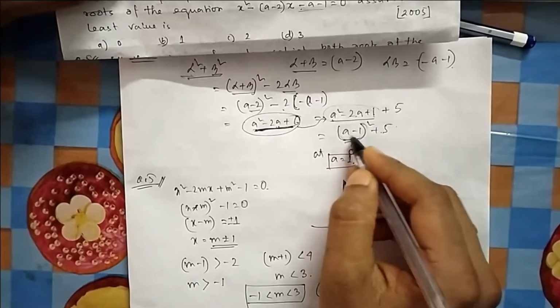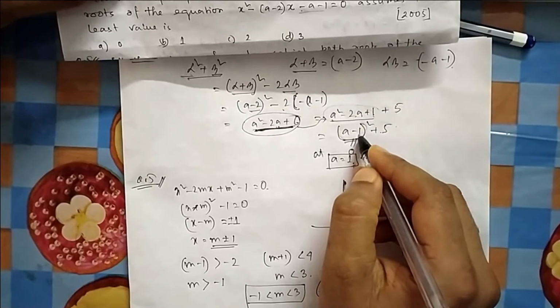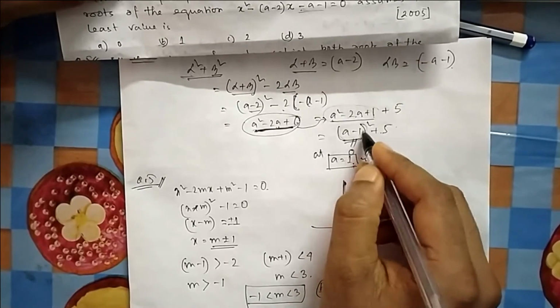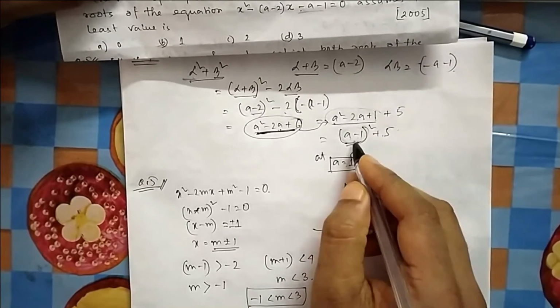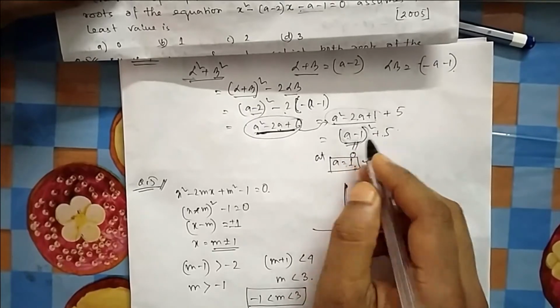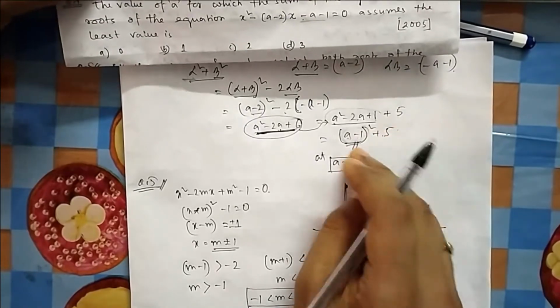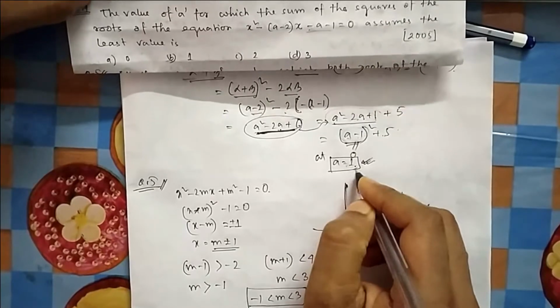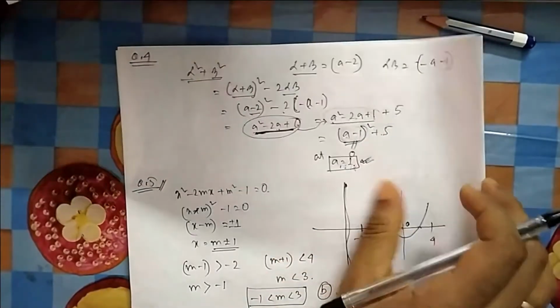What is the minimum value it can take? It can take 0 as the minimum value, because it cannot go negative. So minimum it can take 0. And when can it take 0? When a is equal to 1. When a is equal to 1, then only it can take 0, and that will be the minimum value. So at what position is it getting minimum? For what value of a? That is for a equal to 1.